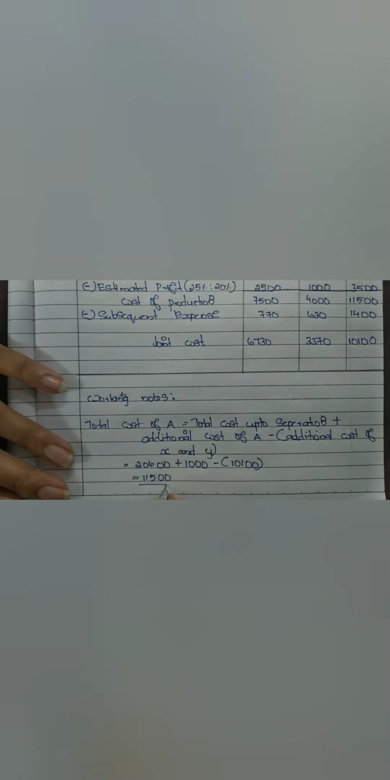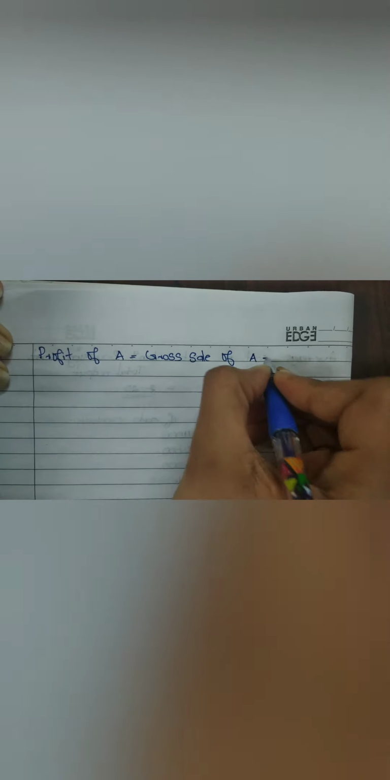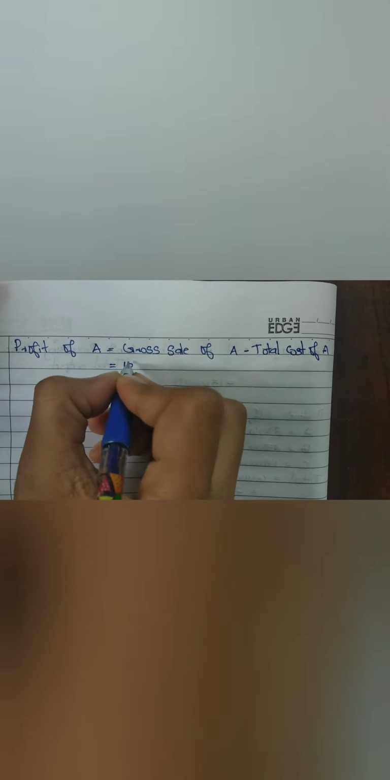Now we have to find the profit of A. It can be calculated by deducting the total cost of A from the gross sales of A. That is gross sales of A minus the total cost of A. So the gross sales of A is 15,000, which we obtained from the question directly, and the total cost of A is 11,500, which we obtained from the previous calculation. So the total profit of A becomes 3,500.